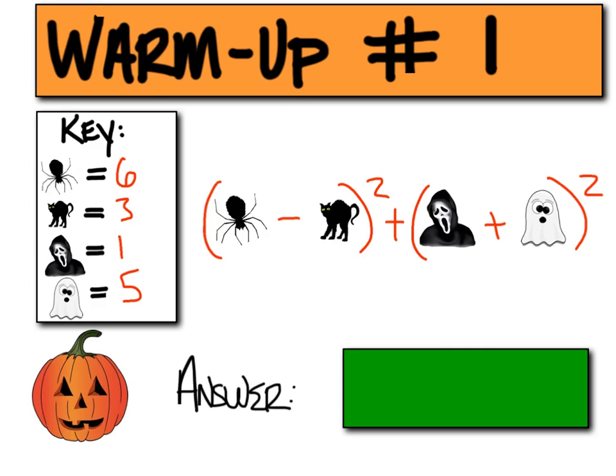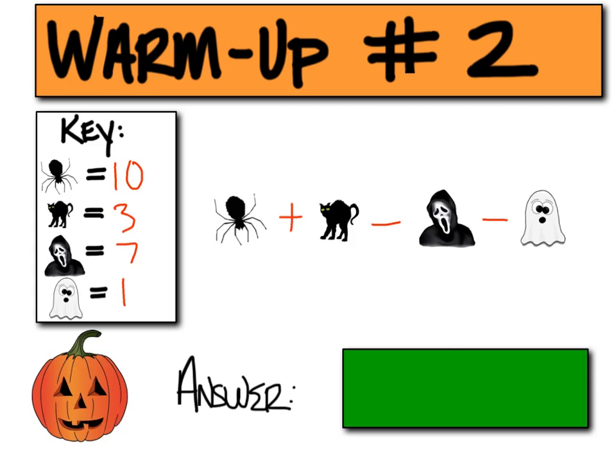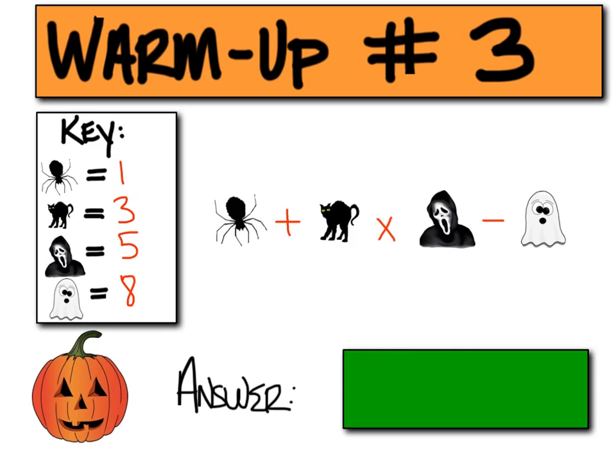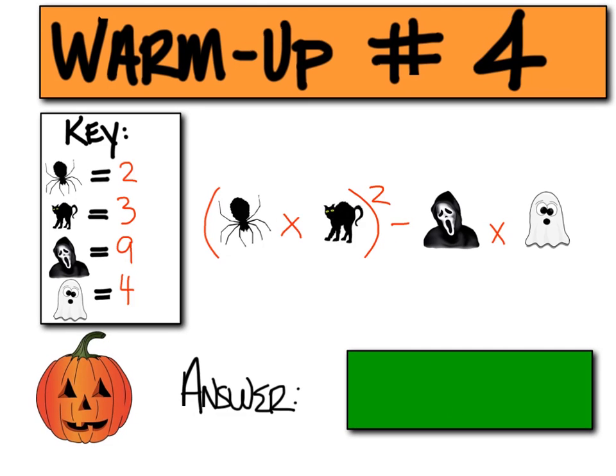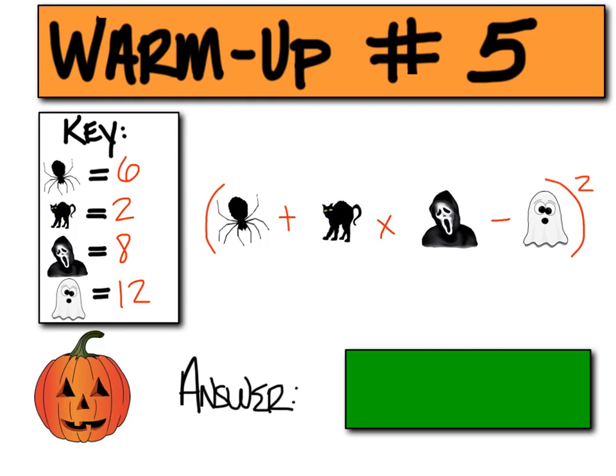Alright, one more problem, number 1. Alright, answer for this one is 45. Number 2. Alright, answer for that one is 5. Number 3. Alright, answer for that one is 8. Number 4. Alright, answer for this one is 0. Number 5. Alright, answer for this one should be 100.